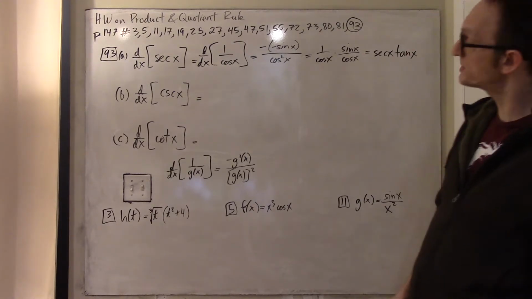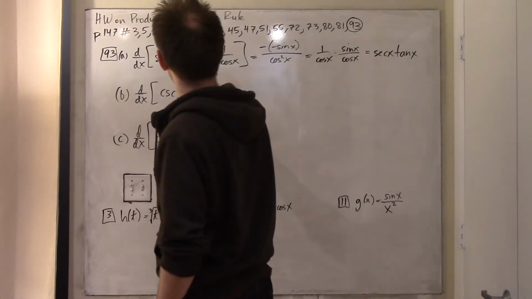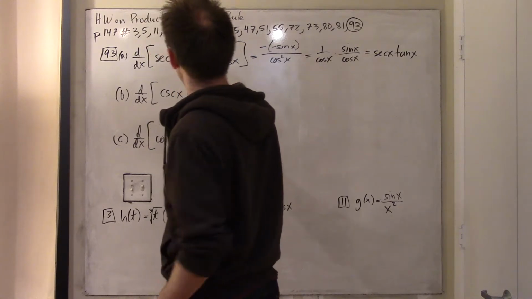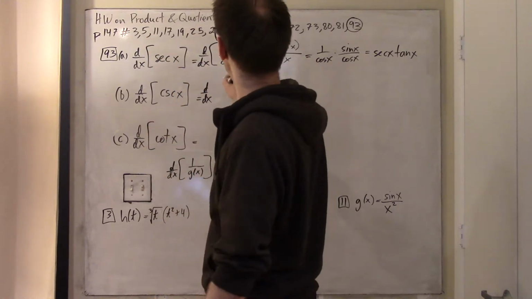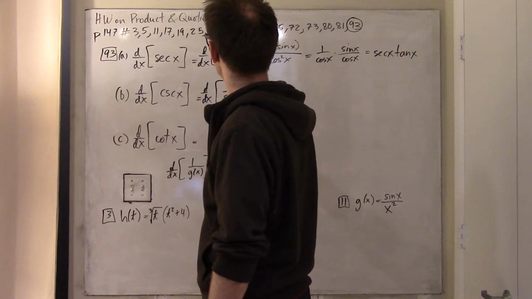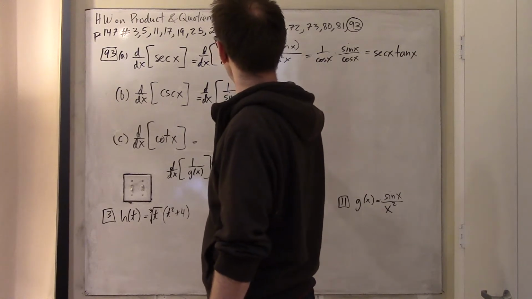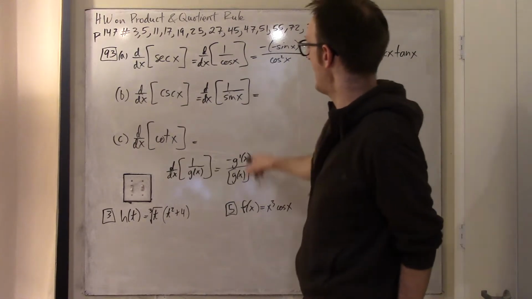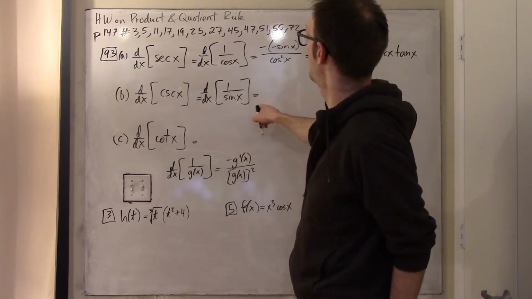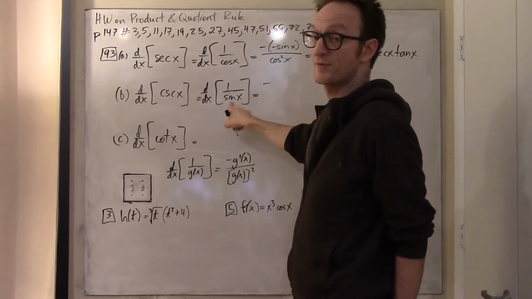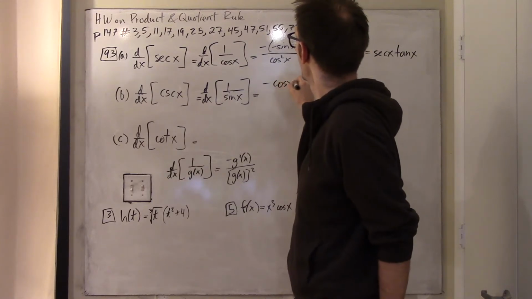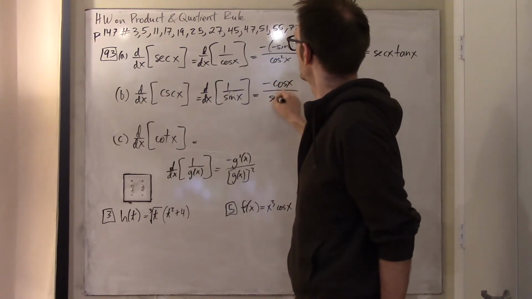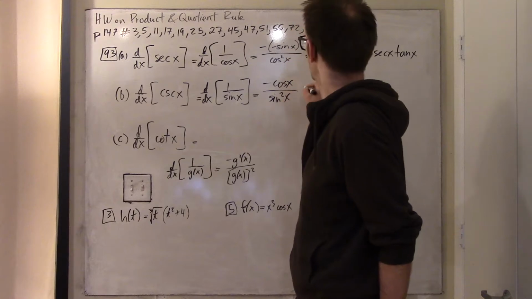What's the derivative of cosecant? Well, this is just kind of like the same thing, right? Cosecant is just 1 over sine. So how do I differentiate 1 over sine? Again, I will use the reciprocal rule. And so this is going to be the opposite of the derivative of sine, so negative cosine over sine squared. So it really is just pretty short.